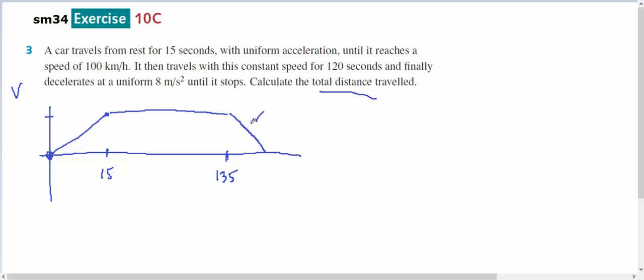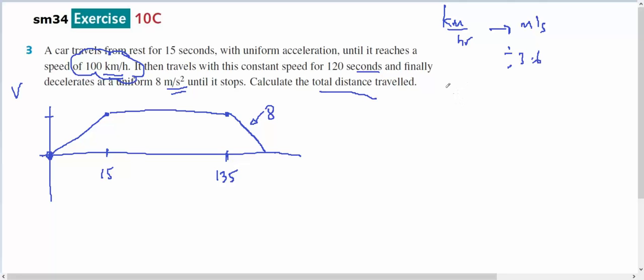Okay, so the gradient of that is 8. Okay, I have a problem, that's in kilometres per hour, but these are all metres per second and seconds, therefore I'm going to change this from kilometres per hour. To go from kilometres per hour to metres per second, divide by 3.6.